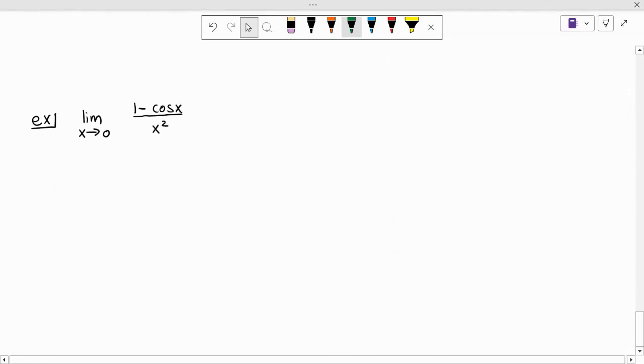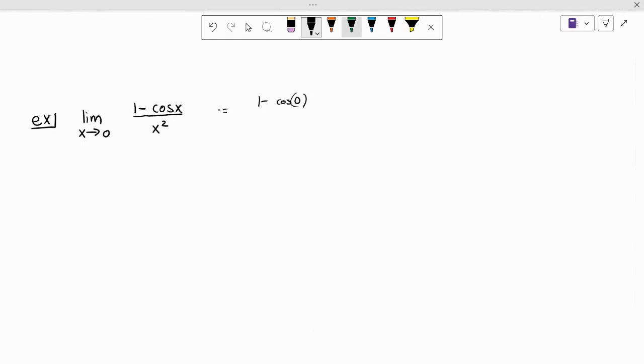I guess the only reason to do this example here is just, again, if you evaluate directly, what would you get? 1 minus cosine of 0 divided by 0 squared. So cosine of 0 is 1, 0 squared is 0. So you'd get 0 over 0. So that's indeterminate.